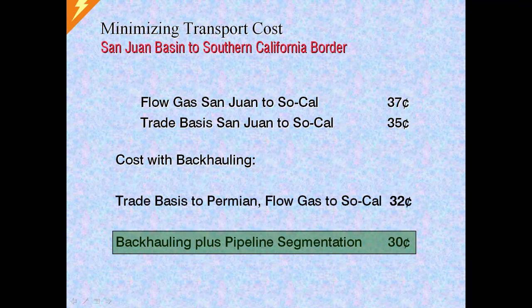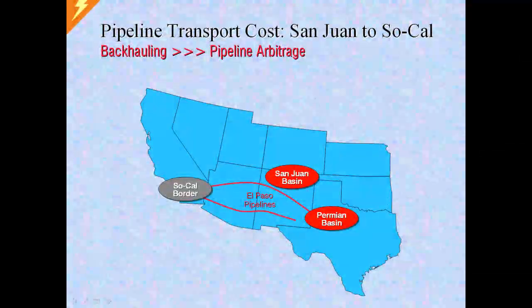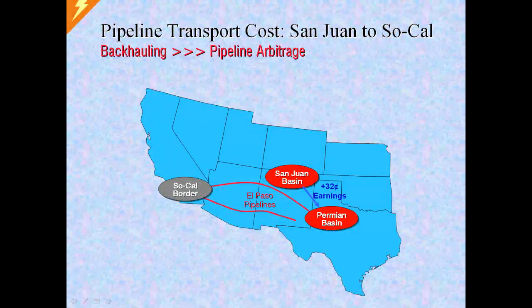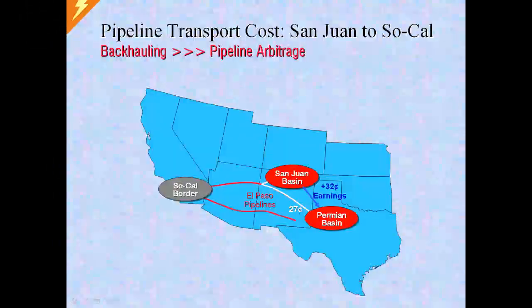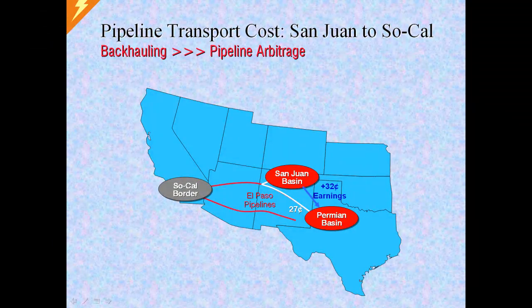Now, why would that be? Well, look at what's being done. Moving gas San Juan to Permian pays the utility 32 cents. This is by trading the basis. Moving gas back from Permian to San Juan costs only 27 cents. They end up exactly where they started, but 5 cents richer. This is essentially an arbitrage of the pipeline, exploiting price differences for transportation between the physical pipeline market and the basis market.